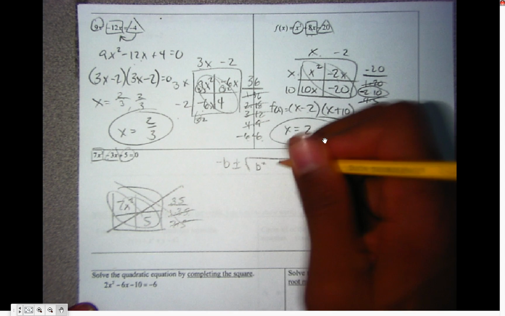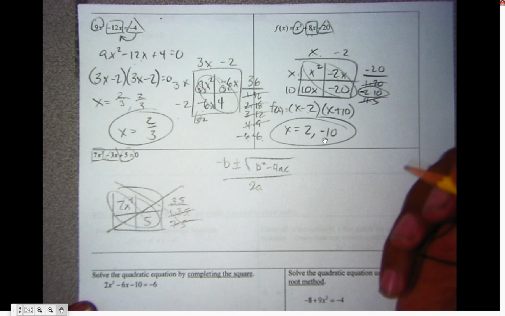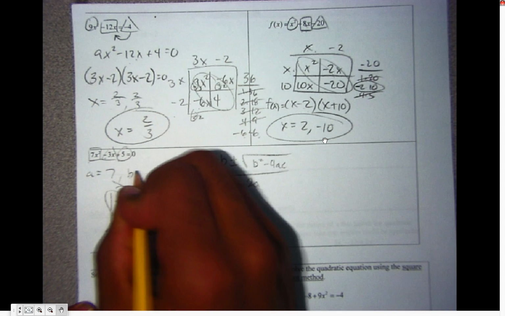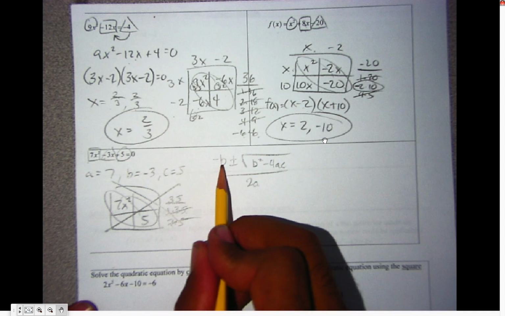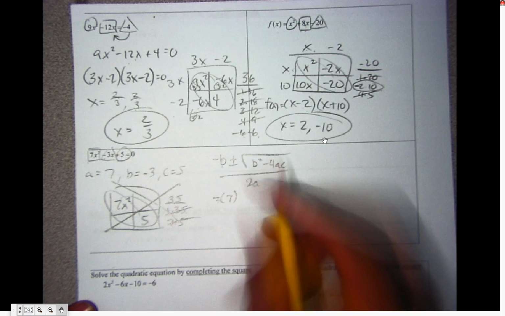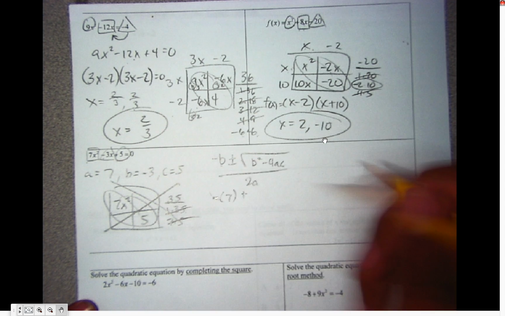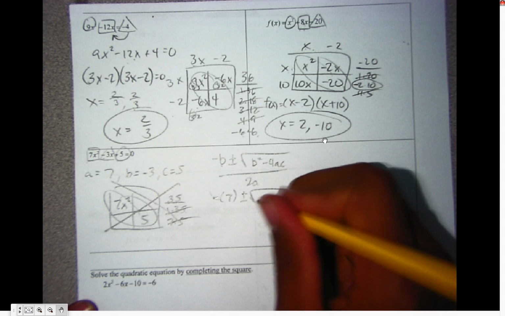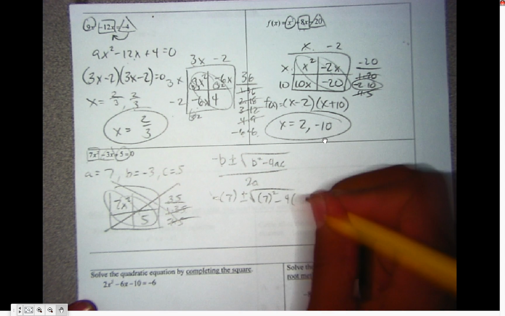Minus b plus or minus the square root of b squared minus 4ac, over 2a. So now again, I need to find my a, which is 7, b, which is minus 3, and the c, which is 5. So the b goes there. So take out the b, put parentheses. Now we still have the minus. Oops, there's not 2 minuses, just 1. Okay, then plus and minus.